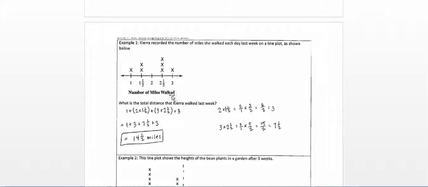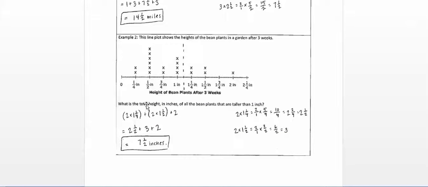We're looking for the total distance, and so we want to say, we have two days that she walked 1.5 miles, 3 days where she walked 2.5 miles, and 1 day where she walked 3 miles. So I'm going to add all of those numbers together. And again, I'm showing my multiplication over here on the side and then substituting those values back in so that the work doesn't get super lengthy over here. So this is showing my scratch work for my multiplication.